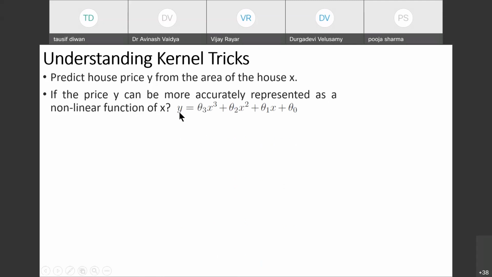See, this is the expression: y is equal to theta 3 multiplied by x cube plus theta 2 multiplied by x square, and so on. Previously it was simply x. Now x cube is one more variable, x square is another variable, x is one more variable. Here we are not only expanding y, we are also increasing the parameters. Previously it was simply theta multiplied by x. This time 4 parameters are there: theta 3, theta 2, theta 1 and theta 0.